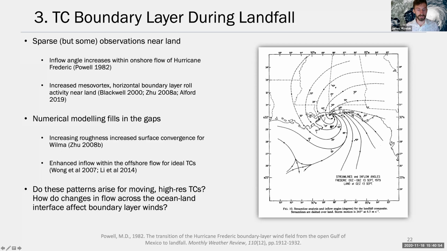My question is, using my previous simulations, do I see these patterns arise from my moving high resolution TCs? And then, as I've mentioned a few times already, how do the changes in flow across the ocean-land interface affect the boundary layer winds? How does that modify the 10-meter wind field?